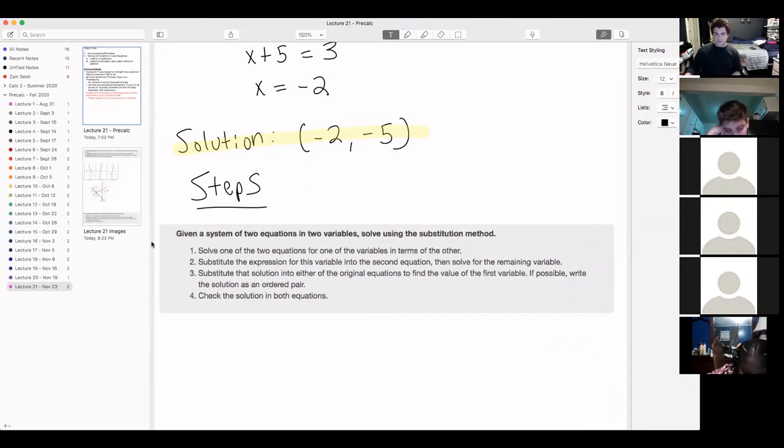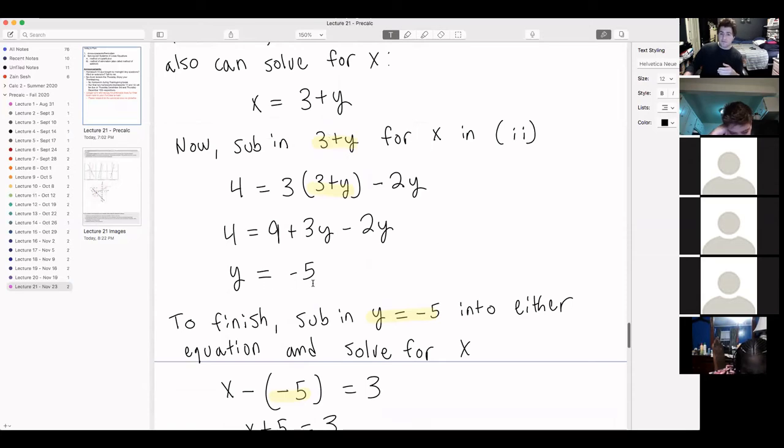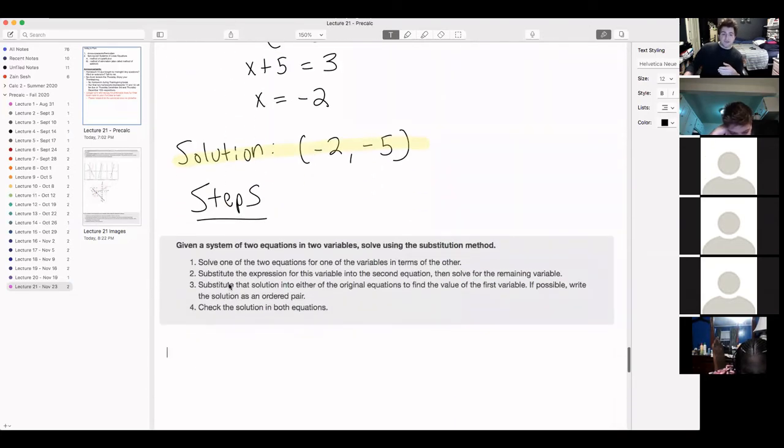Solve using the substitution method. So you solve one of the two equations for one of the variables in terms of the other. That's like when you put it in x equals or y equals form. You could do this for any equation, 1 or 2, the top or bottom one. Then you substitute the expression for this variable into the second equation, and you solve for the remaining variable. That's when we substitute it in, like 3 plus y for x, and then we solve for y. Substitute that solution into either of the original equations to find the value of the first variable. And then if possible, write the solution as an ordered pair, okay?